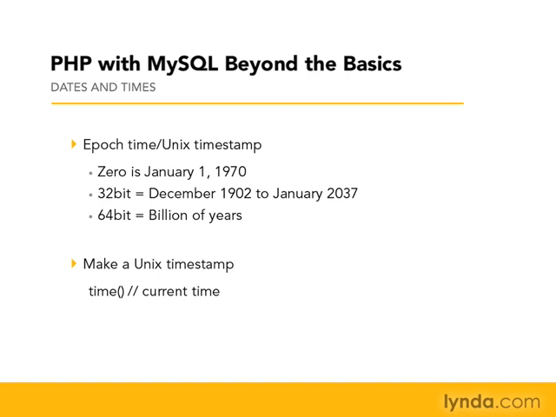Now, the second is that we can use mktime, and we just need to provide it the number of hours, minutes, seconds, and then month, day, and year, and it will come back to us with a Unix timestamp, the number of seconds since 1970. Now notice the order there. It gets a little confusing for some people.